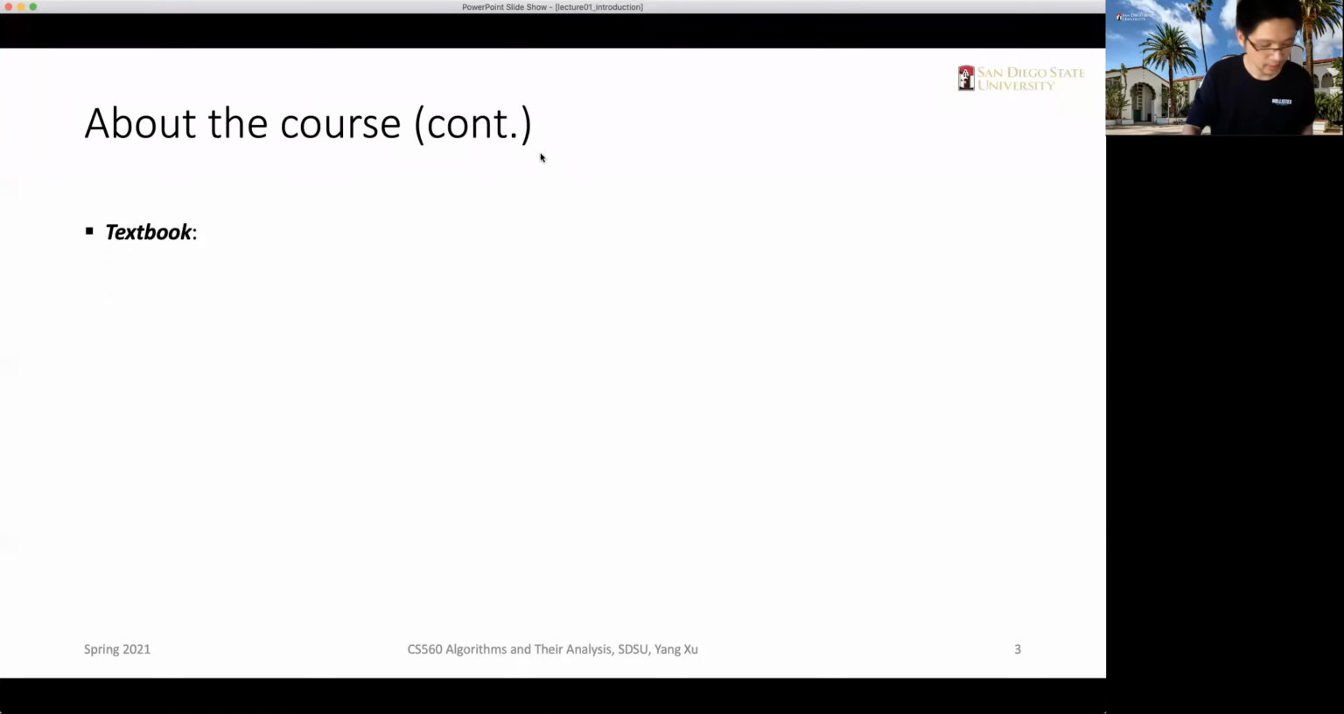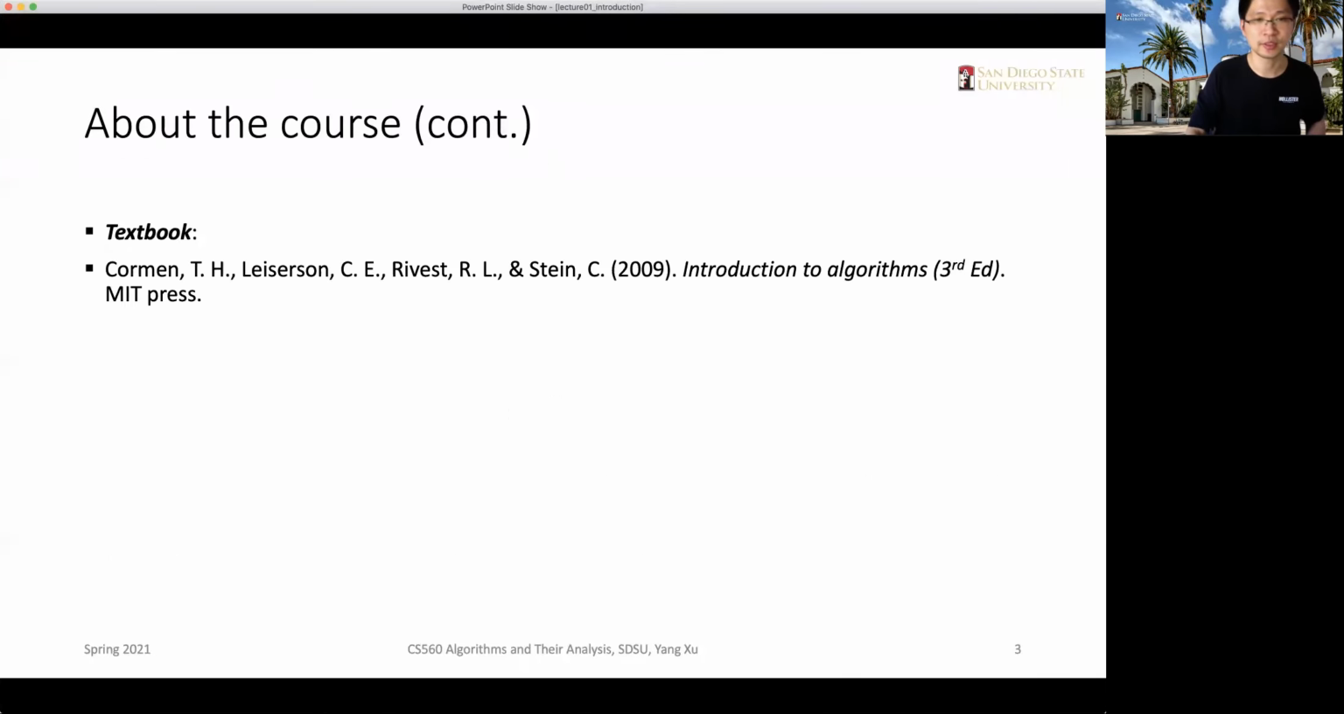Okay. So the textbook is by Cormen, Leiserson, Rivest, and Stein, CLRS, four professors from MIT, I think. And this is a, oh, maybe you cannot see this.